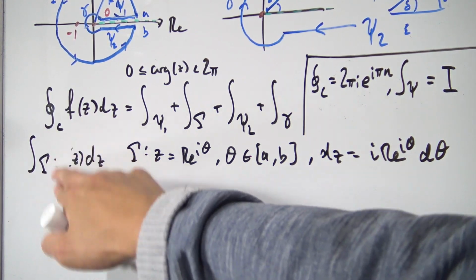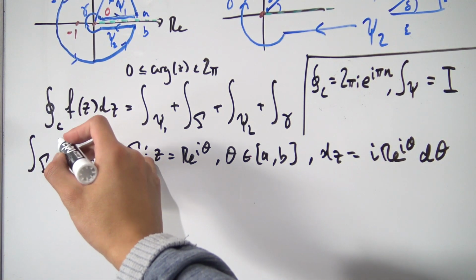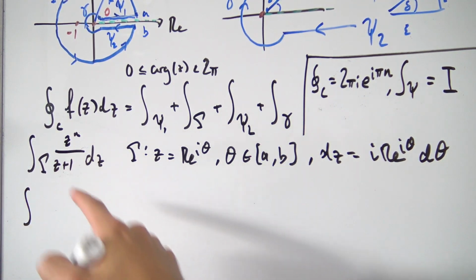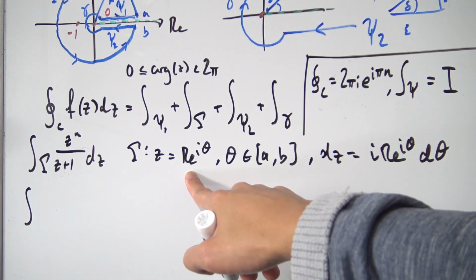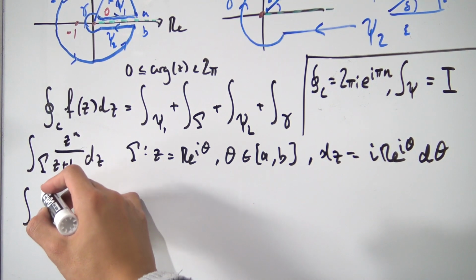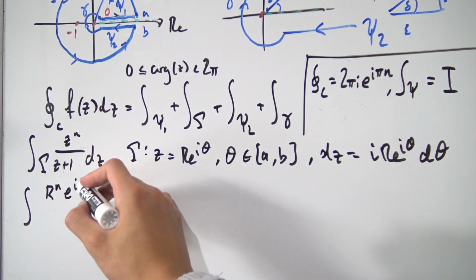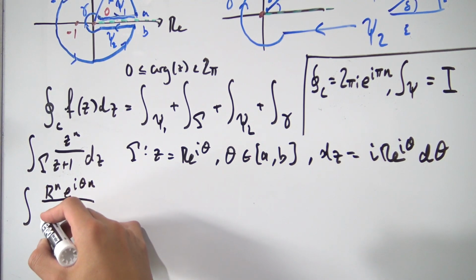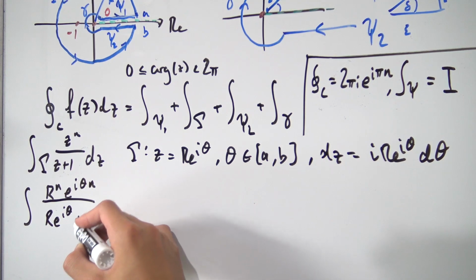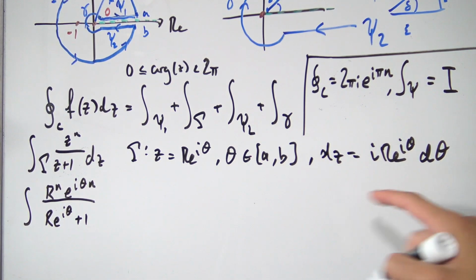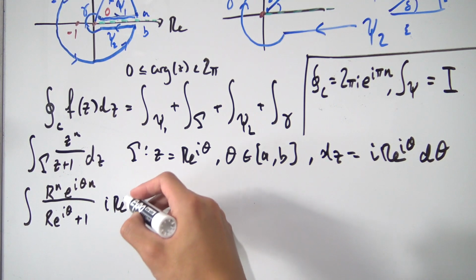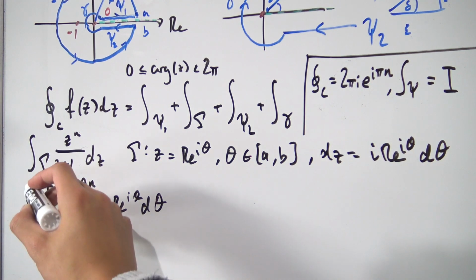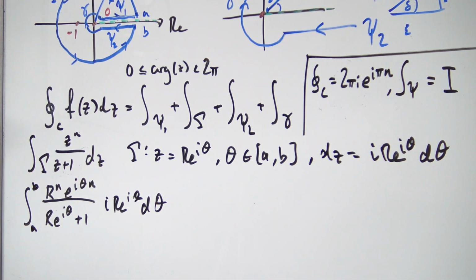So remember this thing right here, I'll just write out the definition of our f of z. It was z to the n over z plus 1. And if we plug all that in, z is now r e to the I theta, and if you raise this thing to the nth power, you're going to get r to the n, e to the I theta to the nth power, over r e to the I theta plus 1, and dz becomes I times r e to the I theta d theta, and our bounds are between a and b. Okay, and what can we do from here?